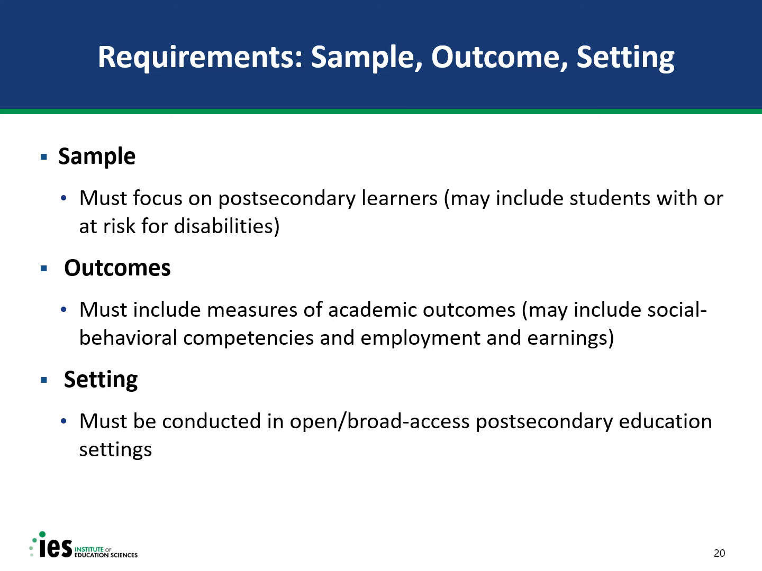For your application to be sent forward, you must meet the sample, outcomes, and setting requirements. For this center, the sample requirements are that your research focus on post-secondary learners. Post-secondary students with or at risk for disabilities may be included in your proposed research activities and could be the primary focus. The outcome requirements are that your research must include measures of academic outcomes. You may also include measures of social behavioral competencies and employment and earnings, if these are relevant to the research you are proposing.